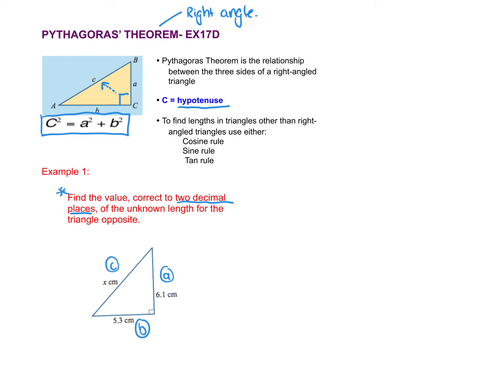Okay, now the other thing to just double check is that they're both in the same units. If they're not, you need to convert to whichever one you've been asked for. So here, if I wrote out the formula, this is Pythagoras' formula. If I substitute in, it would be 6.1 squared plus 5.3 squared.